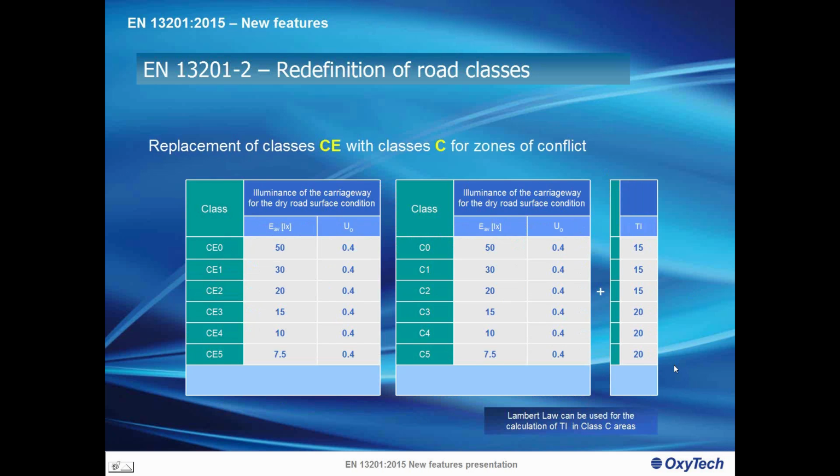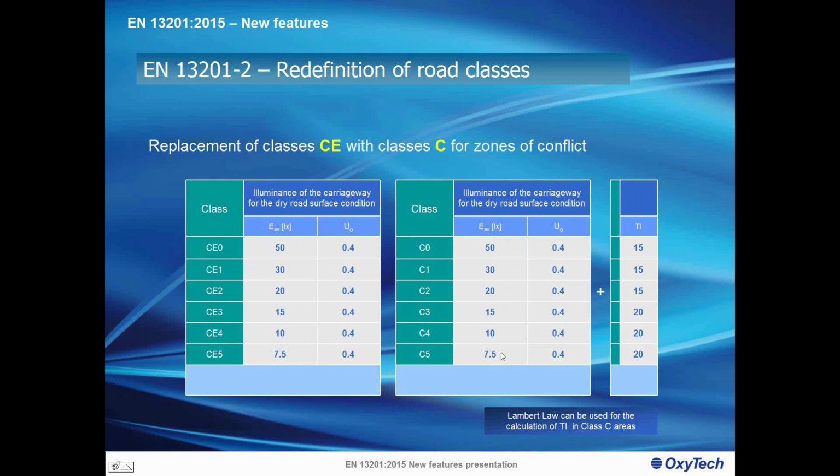Let's come to the second lighting class, which is the CE, that is now called C. So in practice, as we can see here, there is absolutely no difference compared to the previous one. The previous one was based on luminance of the carriageway. As we said, it is difficult to calculate luminance in these areas because they are conflict areas. So we have the maintained average illuminance value, and these are the values.